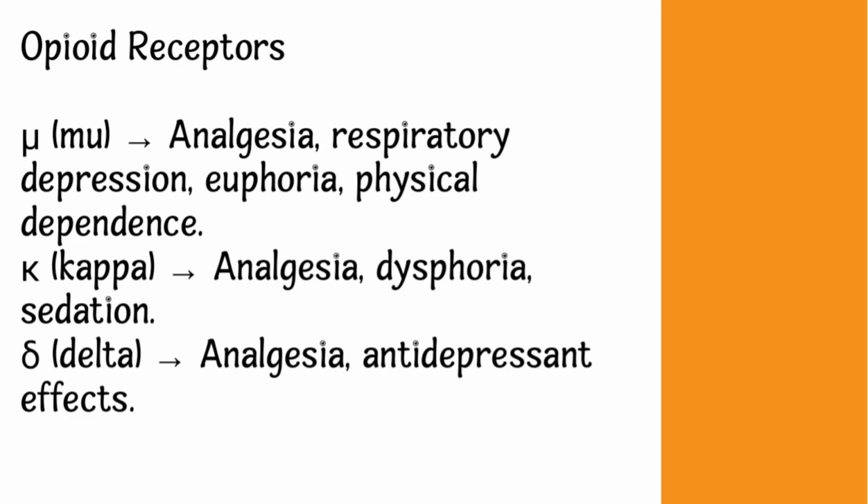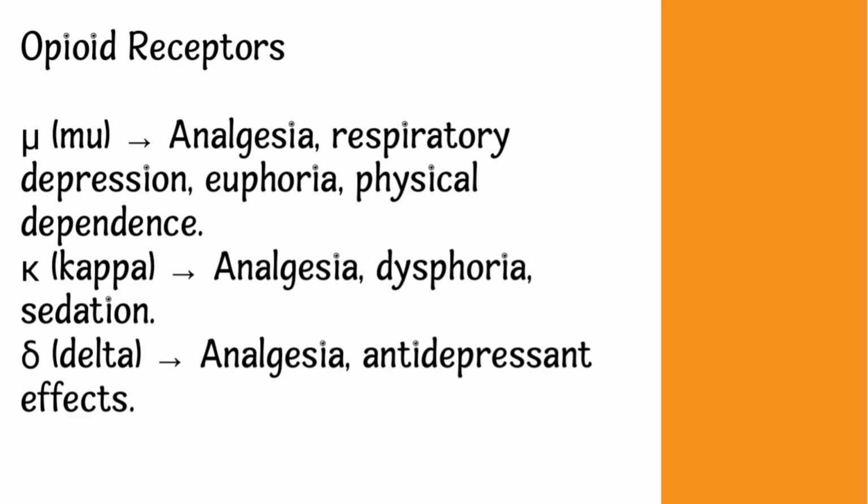The next we have here are the kappa receptors. The kappa receptors are also involved in analgesia. They are also involved in dysphoria. Dysphoria is the sense of randomness, really feeling you're just scattered in your mind and everything. It also causes sedation. For the delta receptors, they also carry out analgesia and they are used as antidepressants.